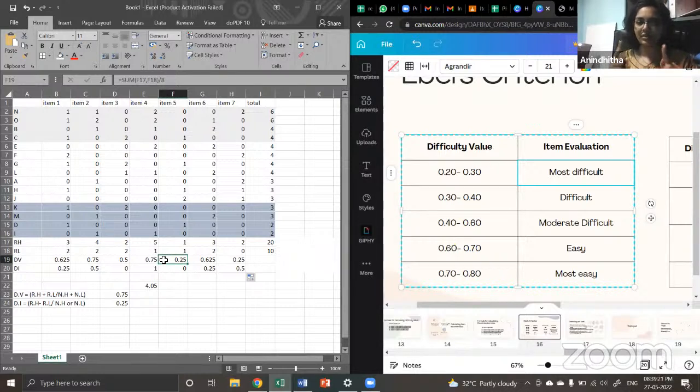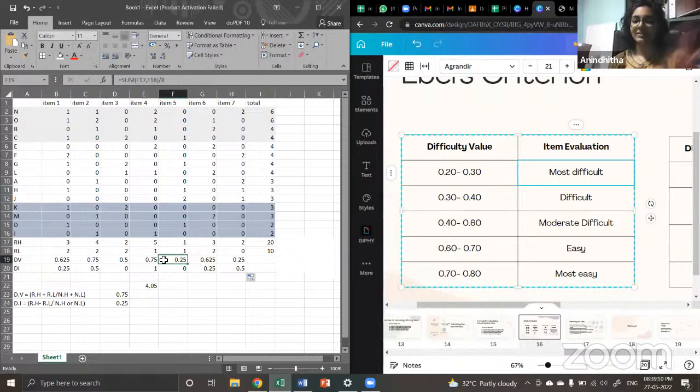Because if more than 1/4 of my population is not able to answer this item with regard to the trait, then it means there's something we need to look into as a part of the item itself, right? Because if people are not able to understand the language or what exactly it's asking, if it is an ambiguous item, for instance, we will usually get most difficult as the interpretation.